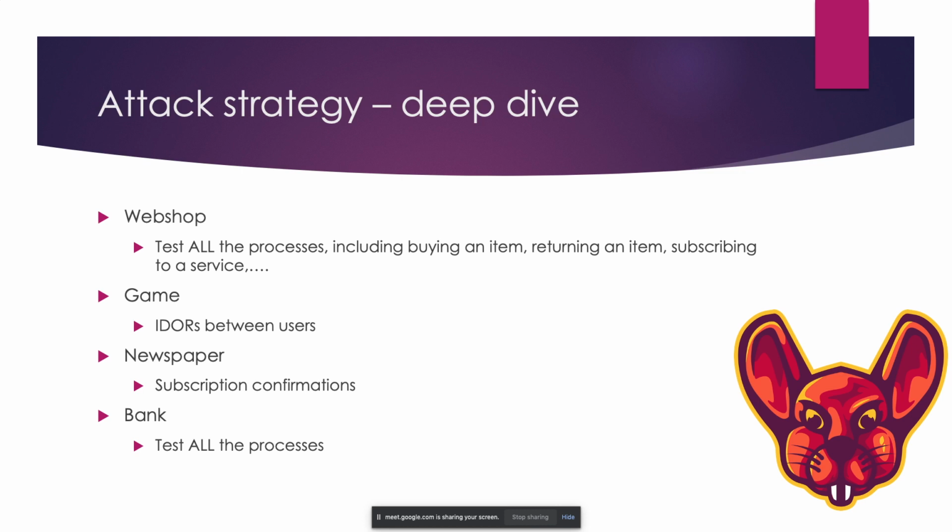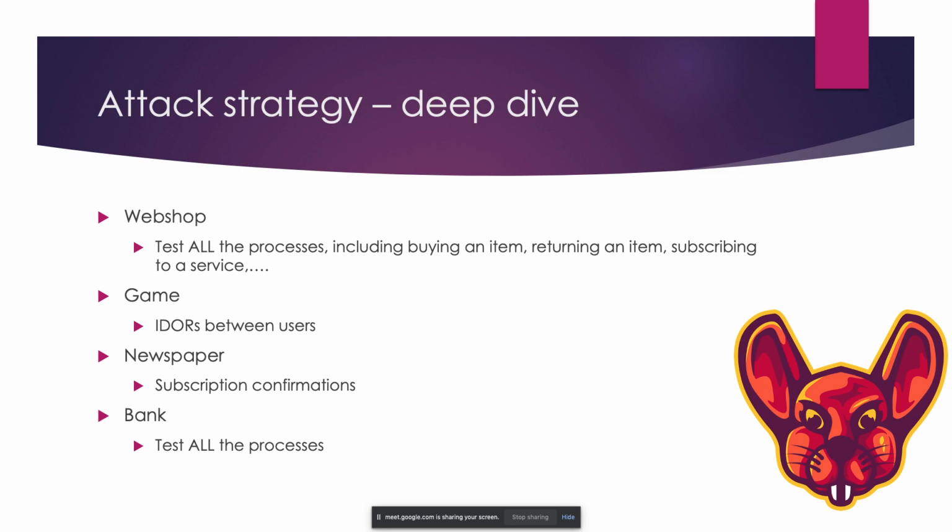Let's take a deep dive into it. Let's talk about a web shop, for example. In a web shop, what can you test when it comes to IDORs? It's pretty simple in my opinion. You're going to have to test all of the processes. So that includes buying an item, returning an item, and then looking at the invoices, at the credit notes, and then looking at all of these specific things, like if you subscribe to a service, if you just, for example, look at your address, you can also test for IDORs in a web shop.